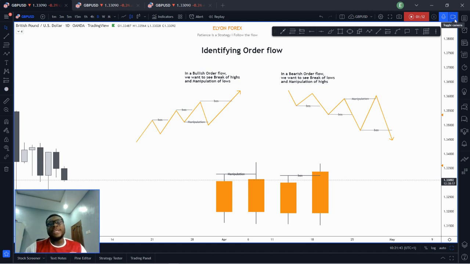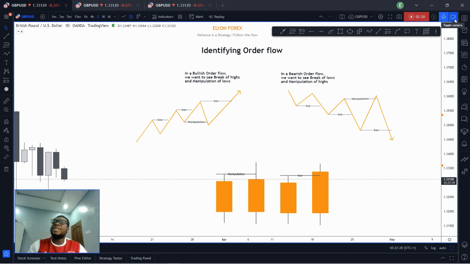So now, in a bullish order flow, or if you want to use the retail term, in an uptrend, I would like to use the word order flow because as far as I'm concerned, it is the right word to use based on the concept I'm about to explain now. So in a bullish order flow, we want to see the break of highs and the manipulation of lows. And there's a difference between break of structure and manipulation, and I will explain that. So have it at the back of your mind that in a bullish order flow, we want to see break of highs as a break of structure and the manipulation of low.